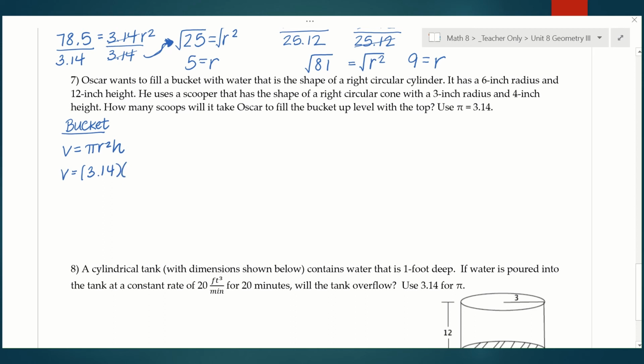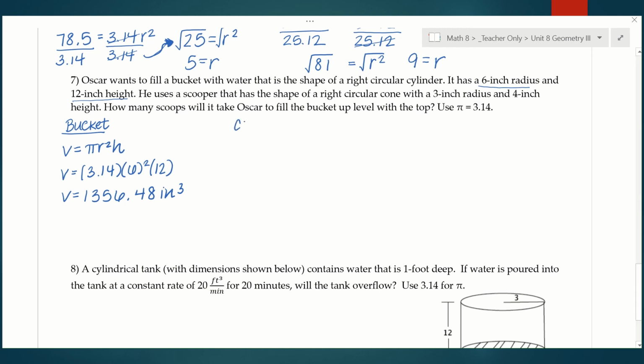So let's go back up here. It says it has a 6-inch radius and a 12-inch height. So I'm going to do 6 squared times 12. Okay, let's type this in. We are using 3.14 times 6 squared times 12. That gives 1356.48 inches cubed. All right, so that's how much water will fit into that bucket.